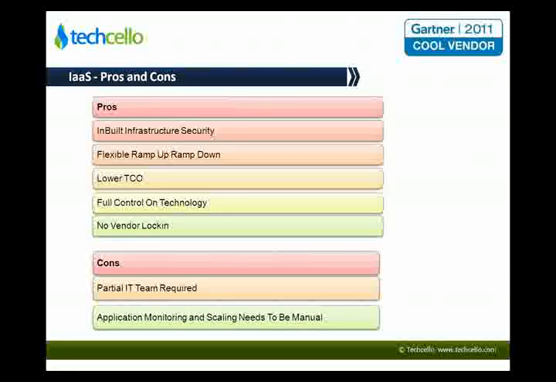Full control over technology. Since IaaS as such gives you only the machine, it's as if instead of buying a machine, you're renting a machine. So whatever you want, you can typically install within that machine. So once you get, let's say, a Windows 2008 or 2003 machine, whatever you can install within 2003 or 2008, you will be able to do it there.